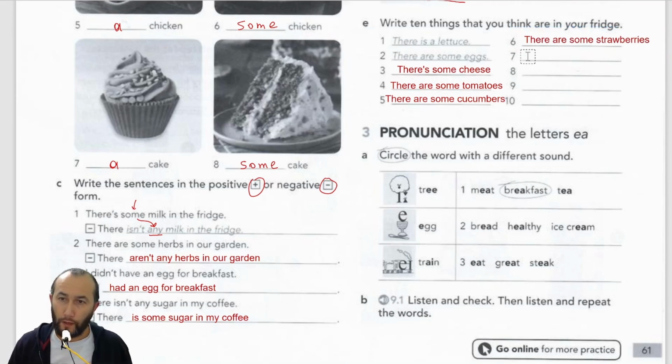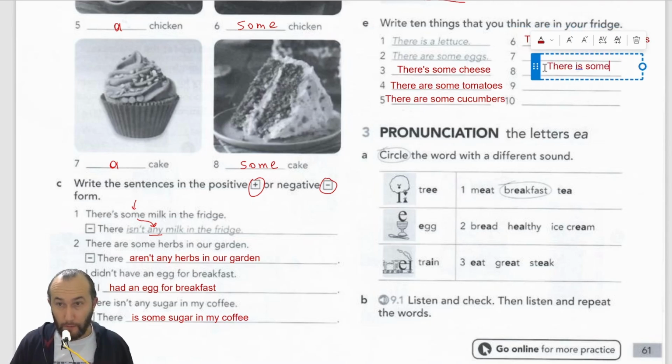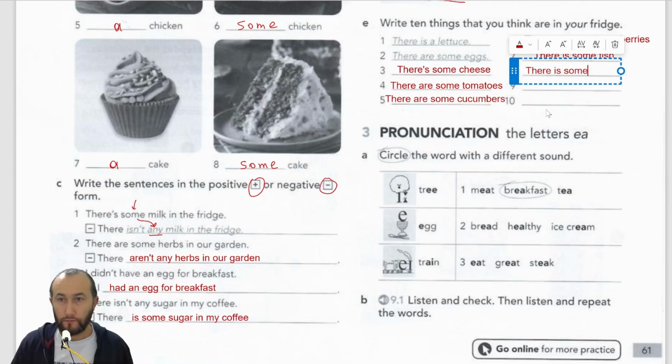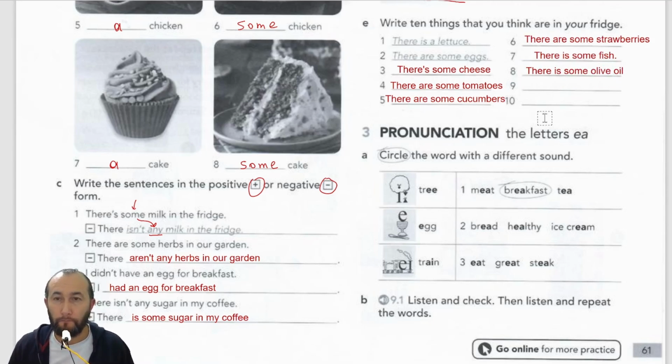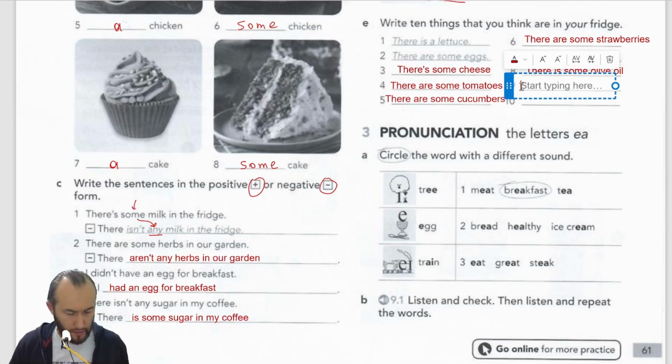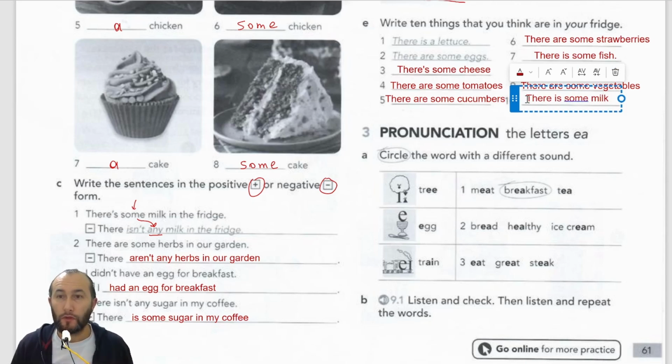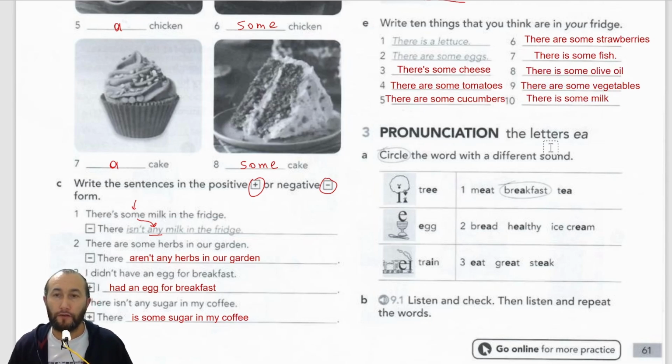Okay. Fish. We got fish. I bought fish yesterday. So there is some fish. Okay, what else? We got olive oil. There is some olive oil. And we got in the kitchen eggs, lettuce, vegetables. There are some vegetables. And number 10, what else? We can say there is some milk. Okay, so there is some milk.